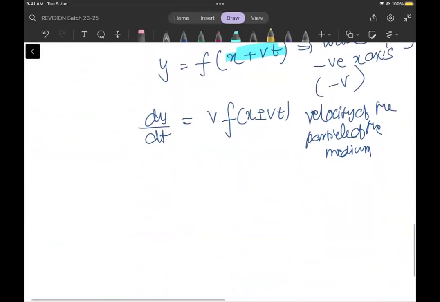So in the wave equation, dy by dt will be equal to the velocity of the particle of the medium, and if I were to do d2y by dt square, then I would get, having dropped the positive negative sign, the acceleration of the particle of the medium.